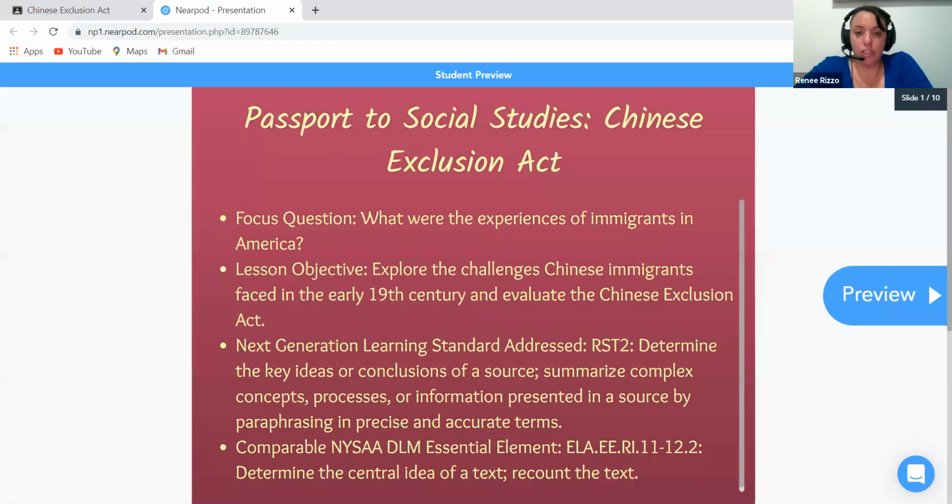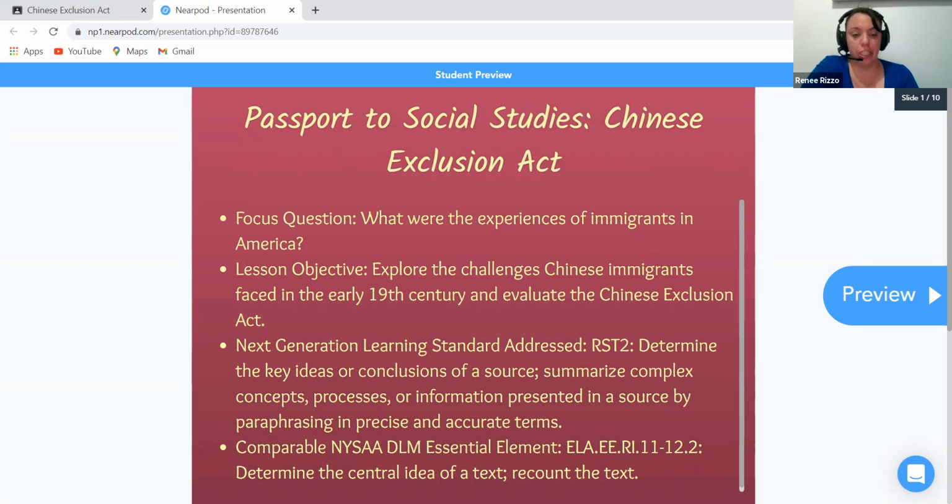Passport to Social Studies: Chinese Exclusion Act. The focus question from the original lesson: What were the experiences of immigrants in America? The lesson objective from the original lesson: Explore the challenges Chinese immigrants faced in the early 19th century and evaluate the Chinese Exclusion Act.